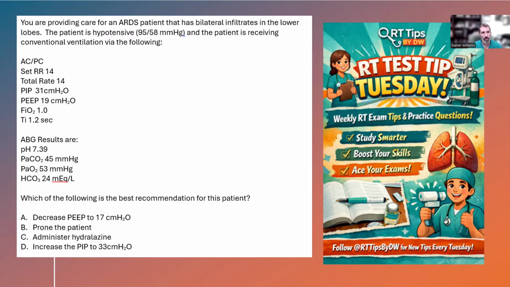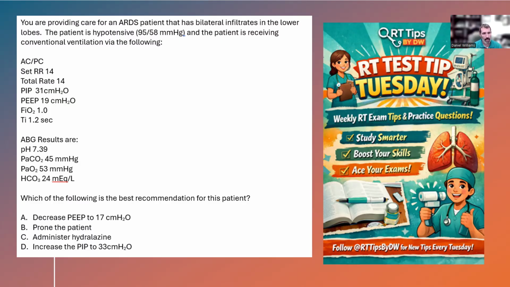So let's go through and read the question first. You're providing care for an ARDS patient that has bilateral infiltrates in the lower lobes. The patient is hypotensive, systolic pressure is 95 millimeters of mercury, diastolic pressure is 58 millimeters of mercury, and the patient is receiving conventional ventilation via the following: assist control, pressure control, a set rate of 14, a total rate of 14, a peak inspiratory pressure of 31 centimeters of water pressure, a PEEP of 19 centimeters of water pressure, an FiO2 of 1.0 or 100%, and an inspiratory time of 1.2 seconds.